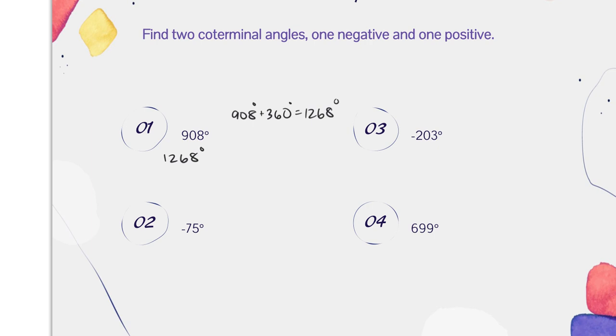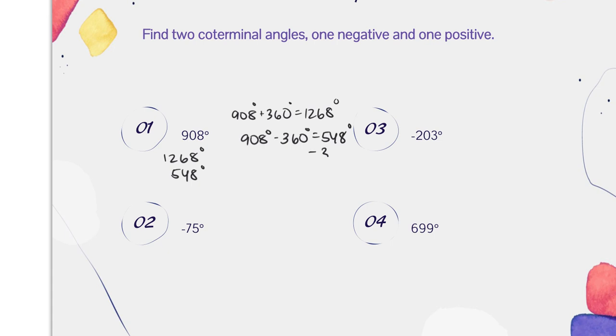I could have also gotten smaller. I could have said, okay, I'm going to start with 908, but I'm going to subtract 360. I'm still going to get a positive angle, but it's a little smaller. Instead of going bigger, I'm just choosing to go smaller. So 908 minus 360, I'm going to get 548 degrees. So that's another positive coterminal angle.